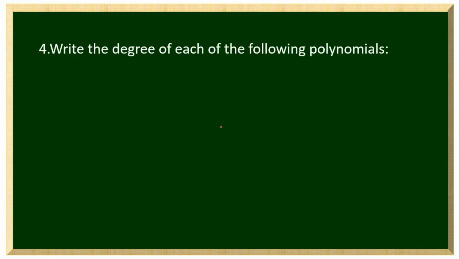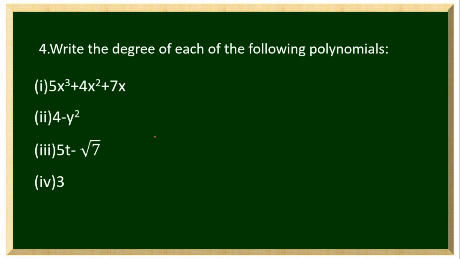Write the degree of each of the following polynomials. Degree is asking. Already we have discussed in the previous video how to find the degree of the polynomial. In this polynomial we have three terms. Whereas first term's degree is 3, second term's degree is 2, third term degree is 1. So 3, 2 and 1. What is the highest degree of the monomial in this polynomial? 3 is the highest degree. So degree of this polynomial is 3.